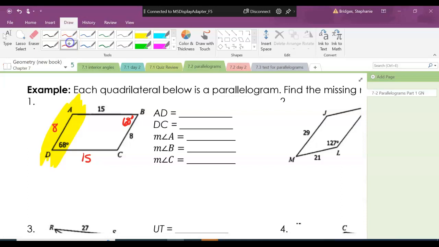You all have a calculator. Do the math for me. What do we get? 112, which means what else is also 112?